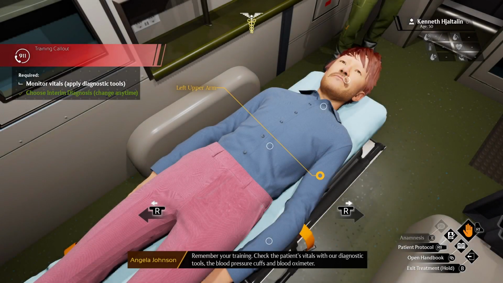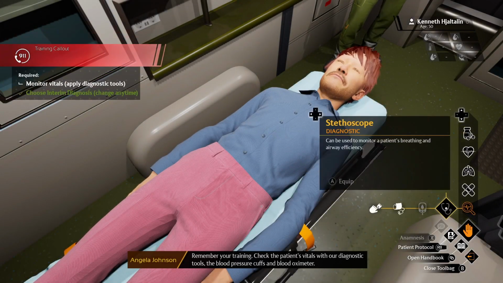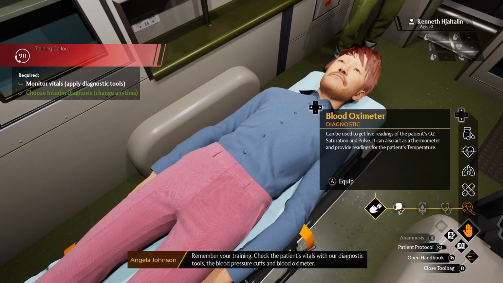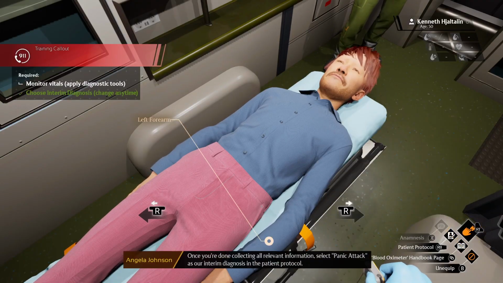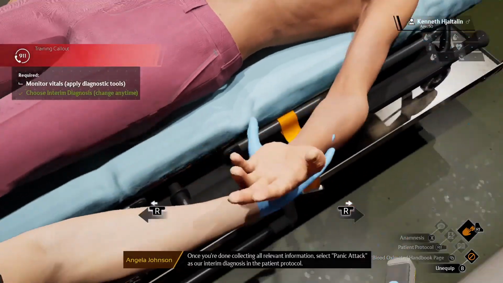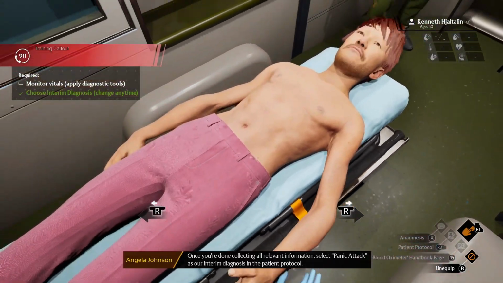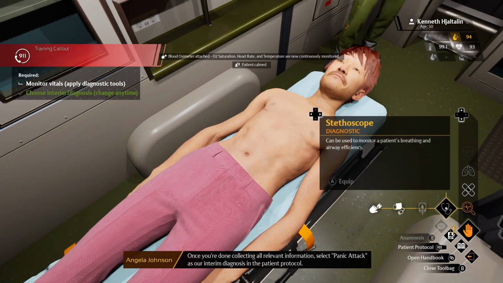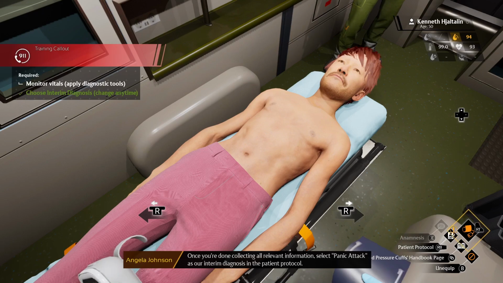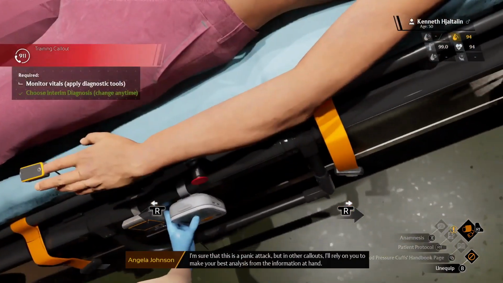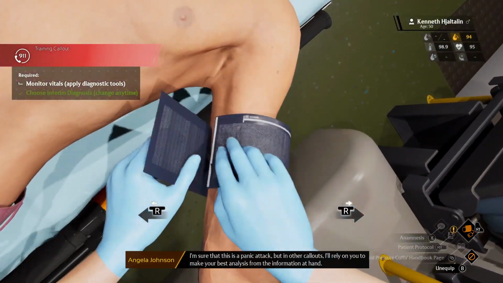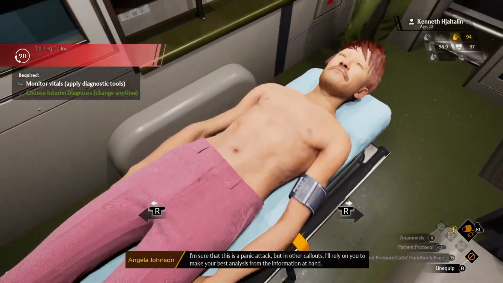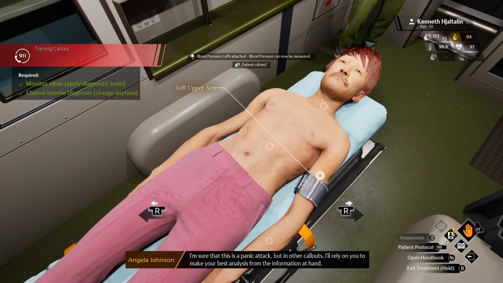Remember your training. Check the patient's vitals with our diagnostic tools, the blood pressure cuffs, and blood oximeter. Once you're done collecting all relevant information, select panic attack as our interim diagnosis in the patient protocol. I'm sure that this is a panic attack, but in other callouts, I'll rely on you to make your best analysis from the information at hand.